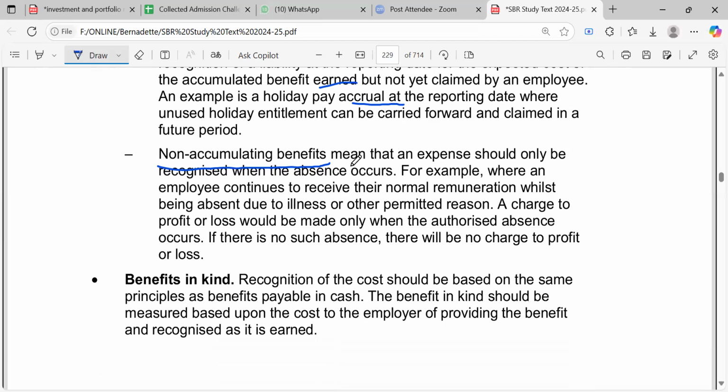All these expenses should not be recognized until the absence occurs, right? If someone doesn't leave the office, you don't recognize it. For example, where an employee continues to receive their normal remuneration whilst being absent due to illness or other permitted reason. You can see here, a change to profit or loss would be made only when the authorized absence occurs. In case there is no absence, there should be no charge, right?